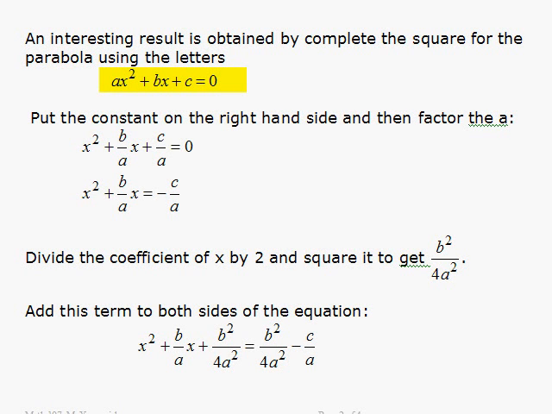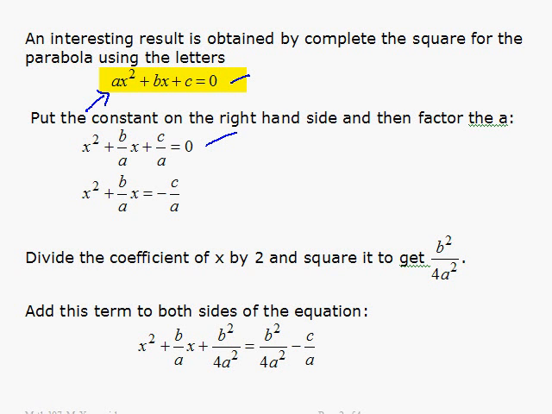The first thing we do is say, we don't want that. We want the coefficient of x squared to be 1. Right now it's a. A can't be 0 or we'd have a linear equation. So let's divide both sides by a. When I divide the 0 by a, I still get 0. C divided by a is the c over a term, and now bx becomes b over a times x.